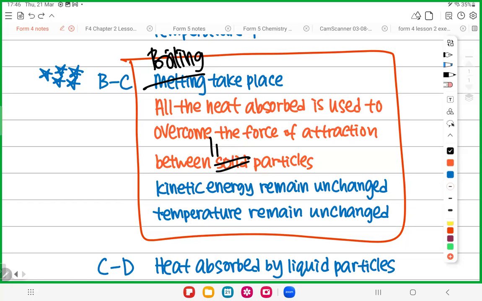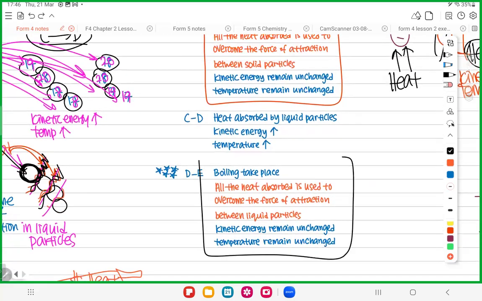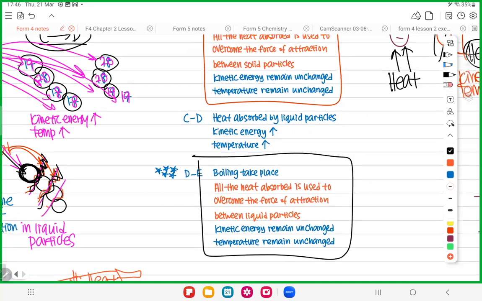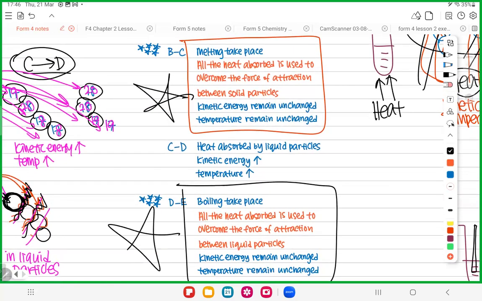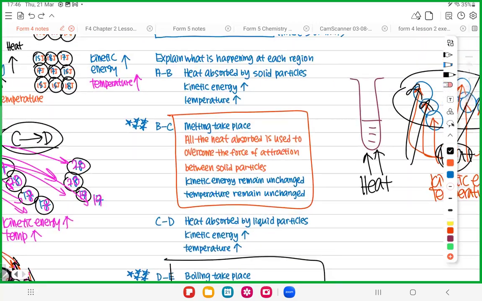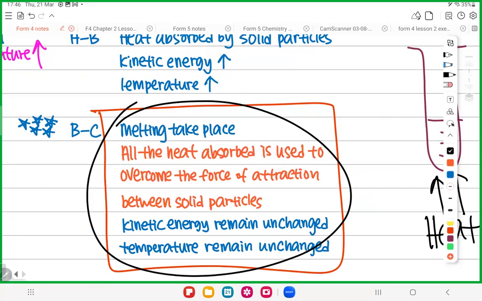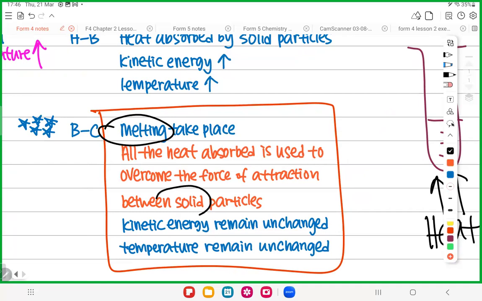Because some students say, sir, very hard lah, very confusing lah, I need to memorize two answers here. Who asked you to memorize the answer? You don't need to memorize the answer, right? And if you really want to memorize, you don't need to memorize both. You memorize only one answer. You can modify this answer to make it become boiling.